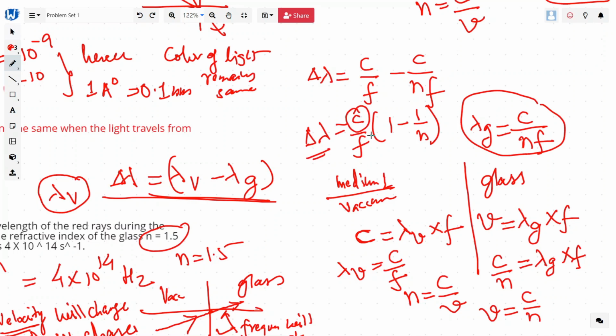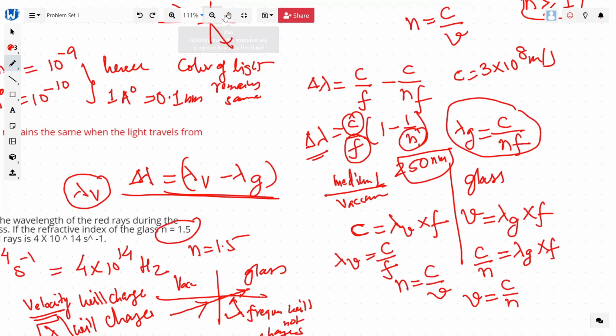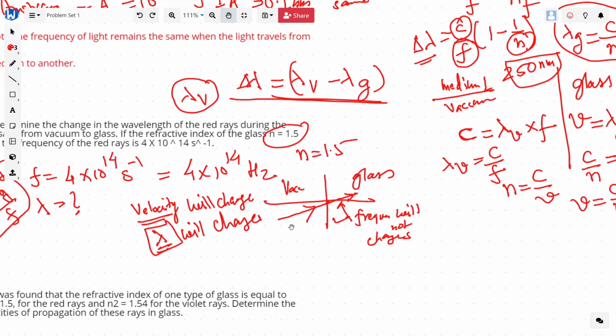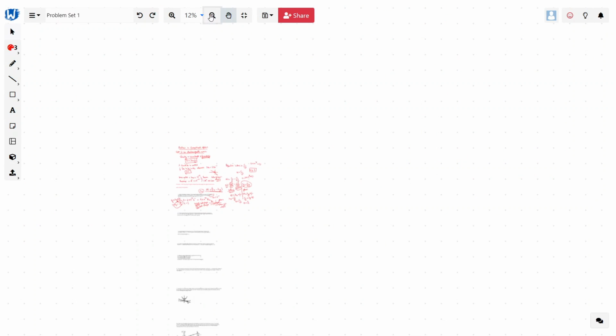We know c, we know f. c is equal to 3 into 10 to the power 8, and we know n. When you plug in these numbers here, we'll get the answer, which will come to 250 nanometer. Hence the problem is solved. It's just thinking through the problem. Basically, we first have to understand how the light is going to behave from one medium to another, and then we have to find the relationship between these equations, and we'll be able to arrive at the answer.